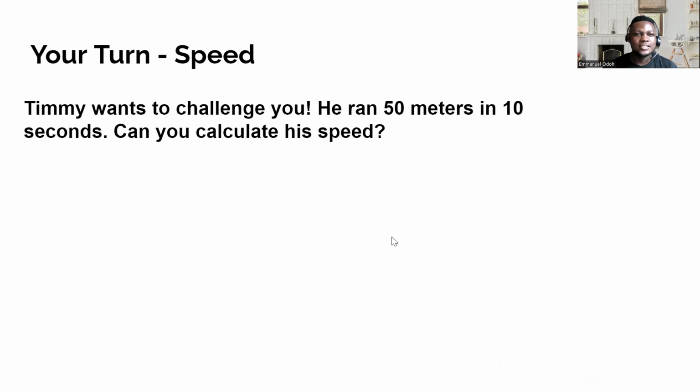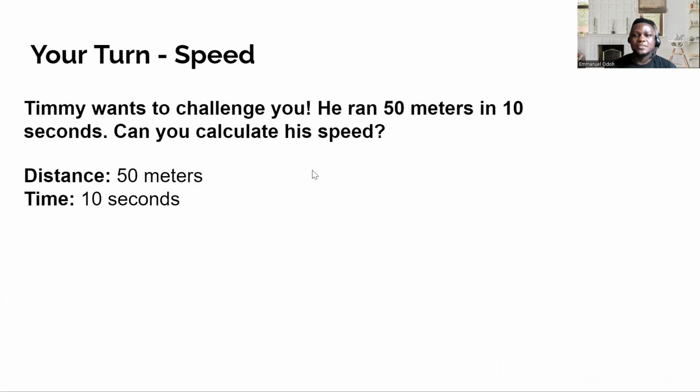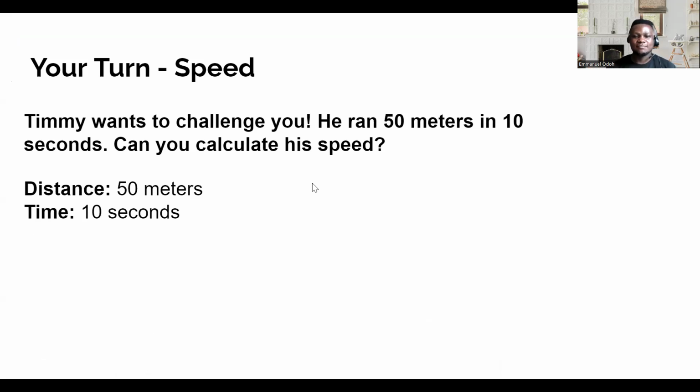So this is your turn. I'll give you some minutes to calculate the speed. Timmy wants to challenge you. Are you ready for that challenge? He ran 50 meters in 10 seconds. Can you calculate the speed? Let me give you some seconds to do that.